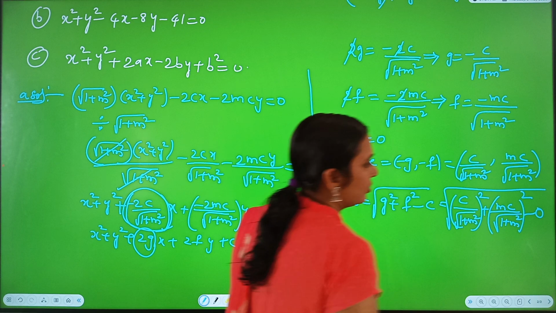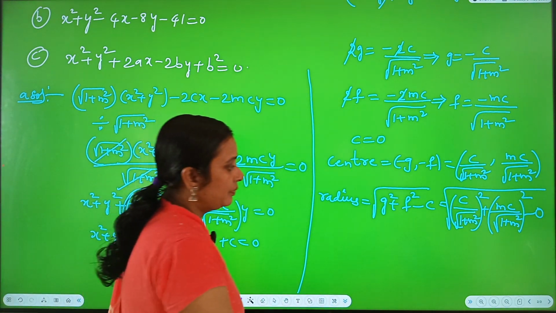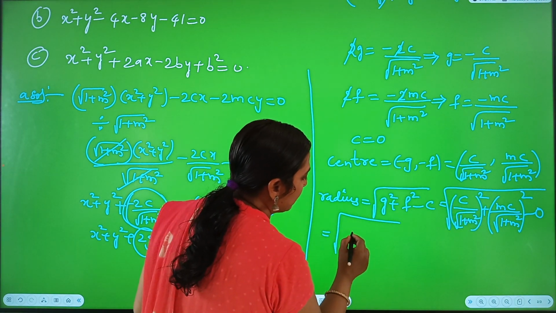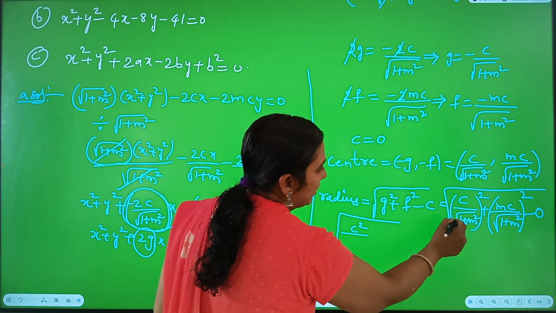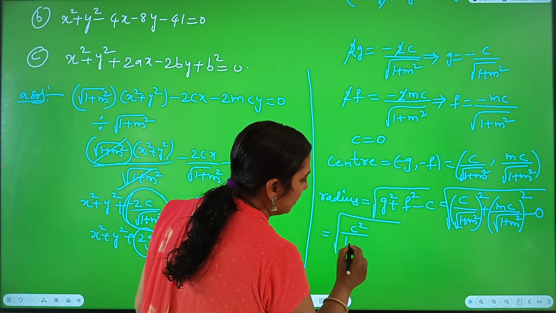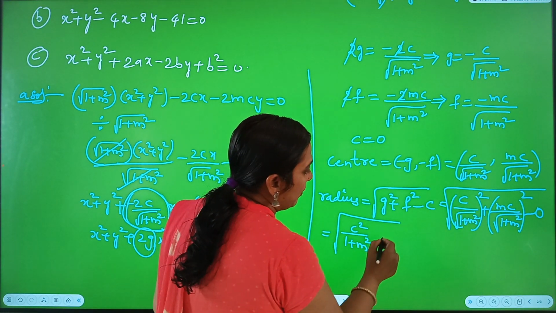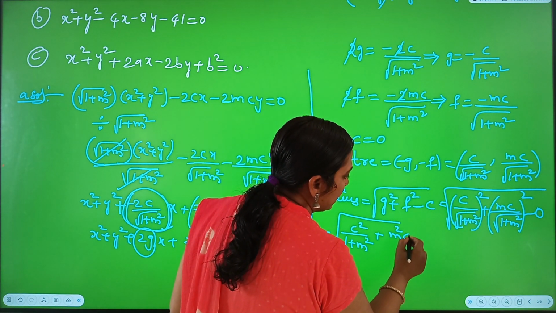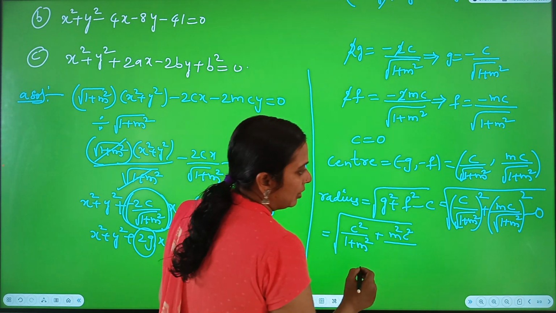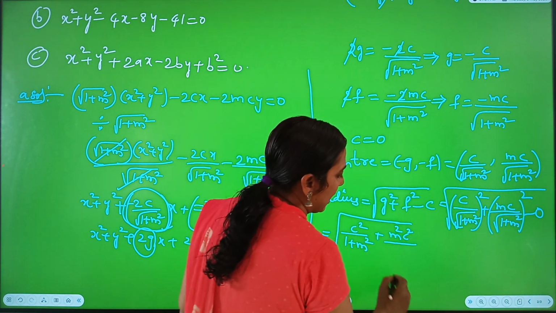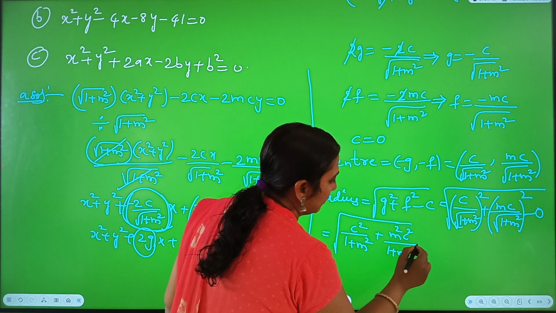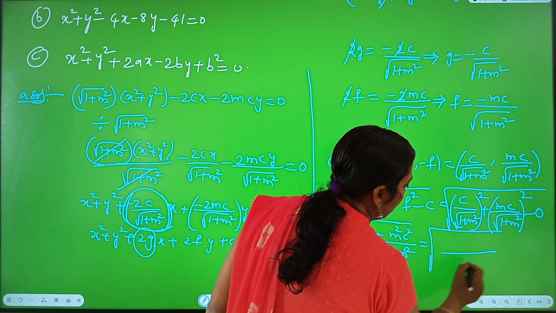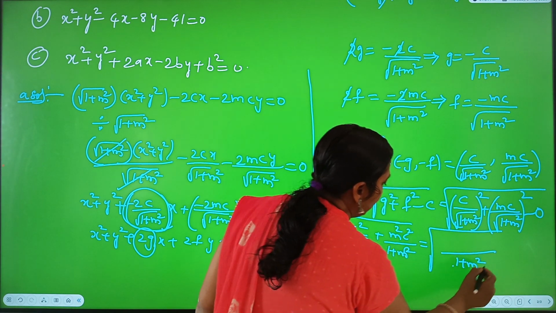What is the c value? C is 0. Simplify it: under root of c whole square is c square over, this square and root get cancelled, that is 1 plus m square plus mc whole square, which means m square c square, over root and square cancel, 1 plus m square. Okay. Now take the LCM inside the root, 1 plus m square is the LCM.